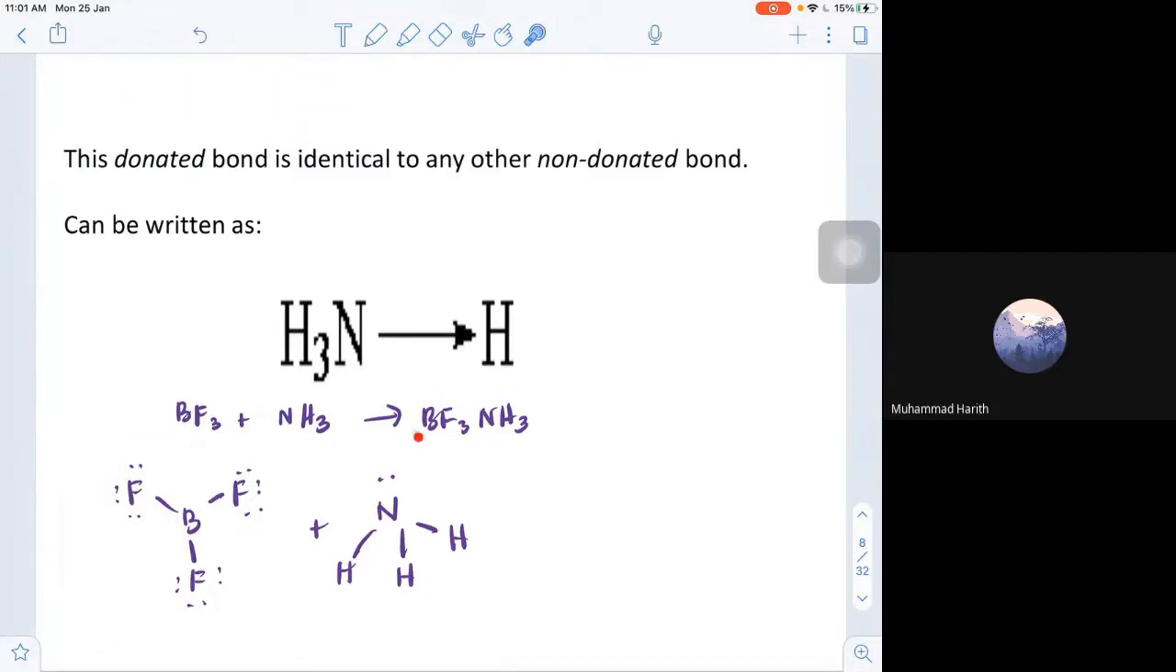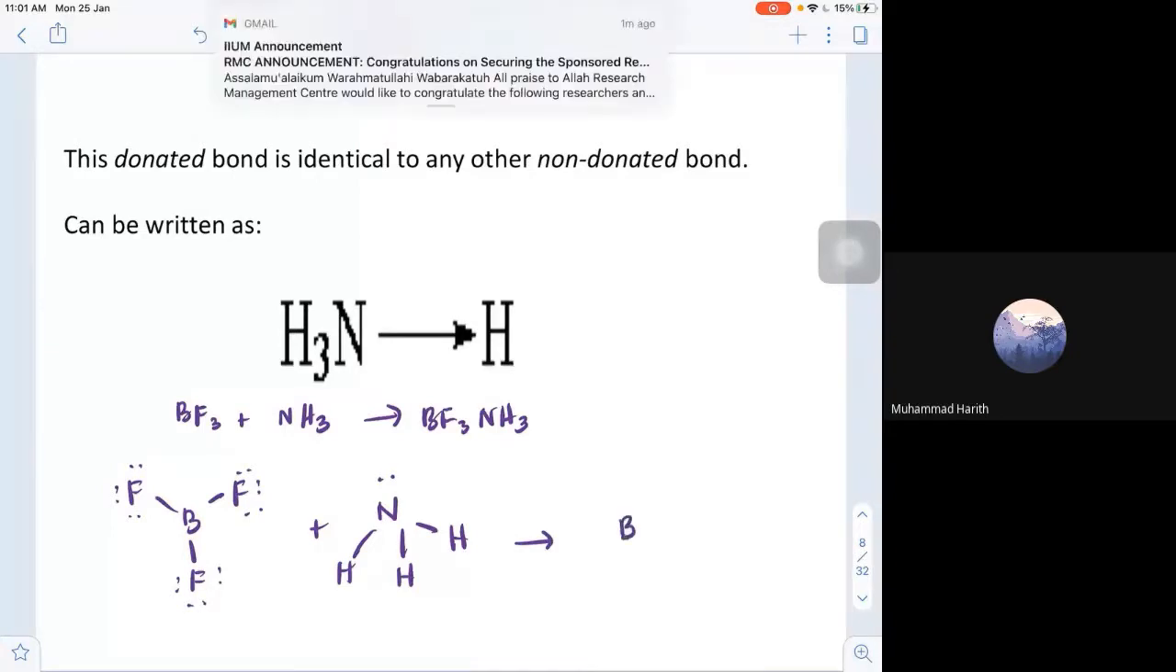When they form BF3NH3, the bond is actually made between nitrogen and boron. In an ordinary covalent bond, each atom needs to have at least 1 electron to be shared, right? However, boron has no electron left. It has only 3 bonding pairs and no lone pair. As for the nitrogen, since it has one lone pair, the nitrogen will provide these two electrons to be shared with the boron. So this is what we call the formation of the dative bond between them.